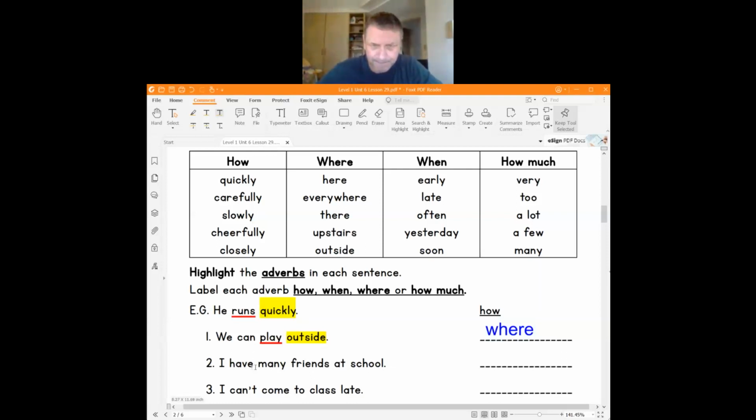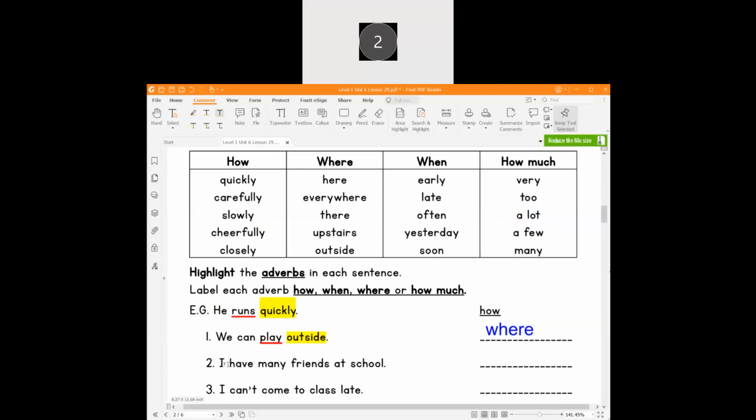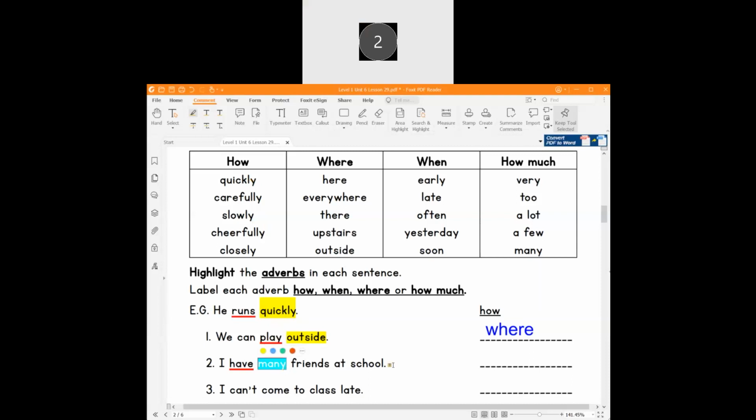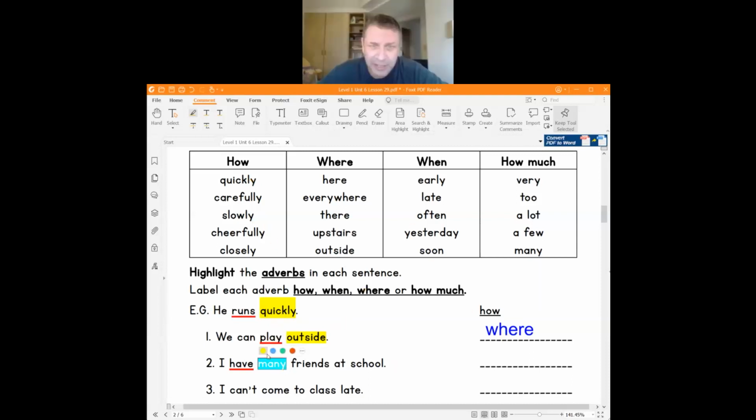What is the verb here? Remember, the verb is the action word. Have. Good girl. Thank you, Fifi. You're very smart. Fifi, have is the verb. Which word, and it's one of the words in this box, which word describes the verb? Many. Good. Many tells how many or how much I have.